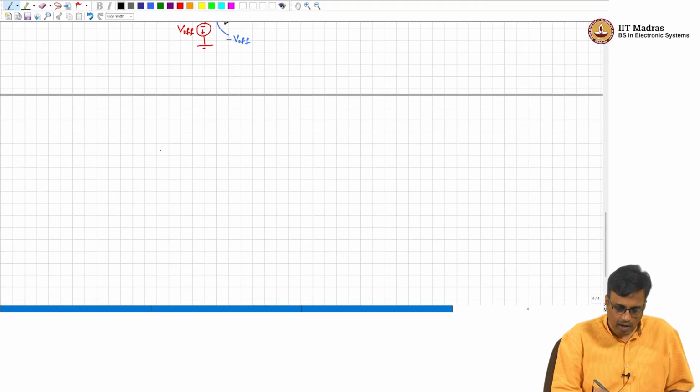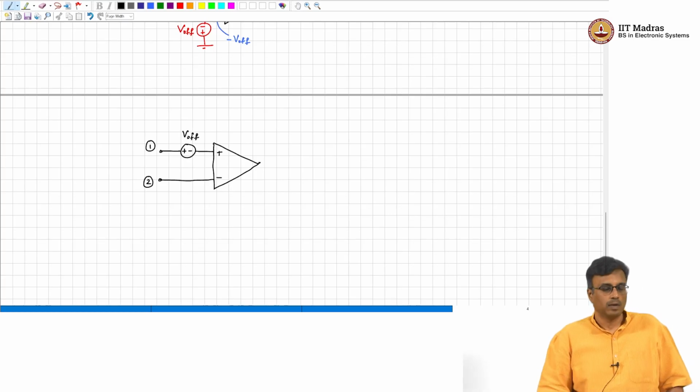The next, so our model for the op amp so far is now we have, so this is the ideal op amp. We have already talked about the saturation limits and, okay.